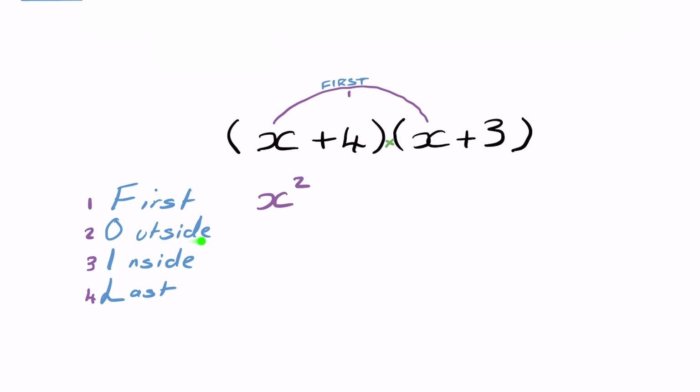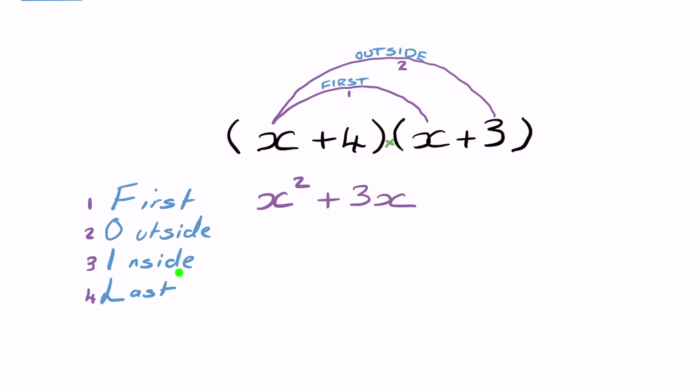Next, we do the outsides. So that's this one multiplied by this one here, that +3. And make sure you do focus on the sign. Whilst it's not tricky in this one because we've only got positive signs, when we have a negative, it can be a little trickier. And that's number 2, and that's our outside. And x times +3 gives us +3x.